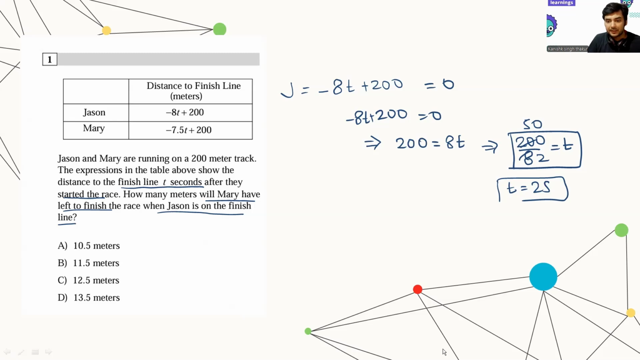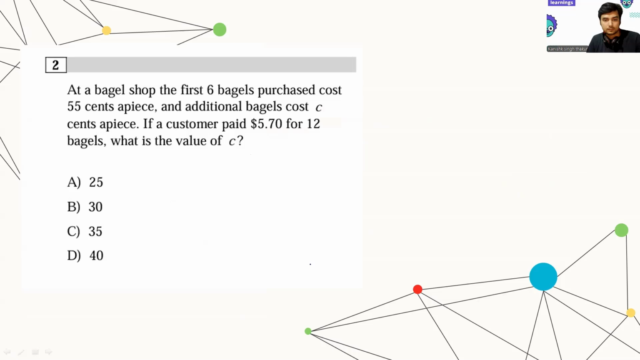Okay. Now at 25, where will Mary be? Minus 7.5 times 25 plus 200. How much will you get for this? Minus 187.5, and then you'll get it as, I think, 12.5, right? So this thing will come out to be 12.5 meters. Okay. Now you have the second question.